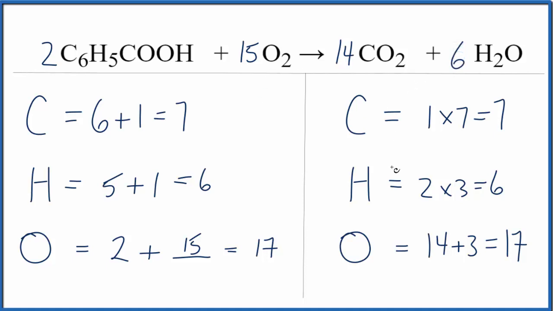The key to doing this, leave the oxygens to last and then figure out what you need to do to this O2 right here to get the number, in this case 17, and then you can multiply if it's a fraction by 2 to get whole numbers. This is Dr. B with the somewhat challenging equation of benzoic acid plus oxygen gives us carbon dioxide and water in this combustion reaction.